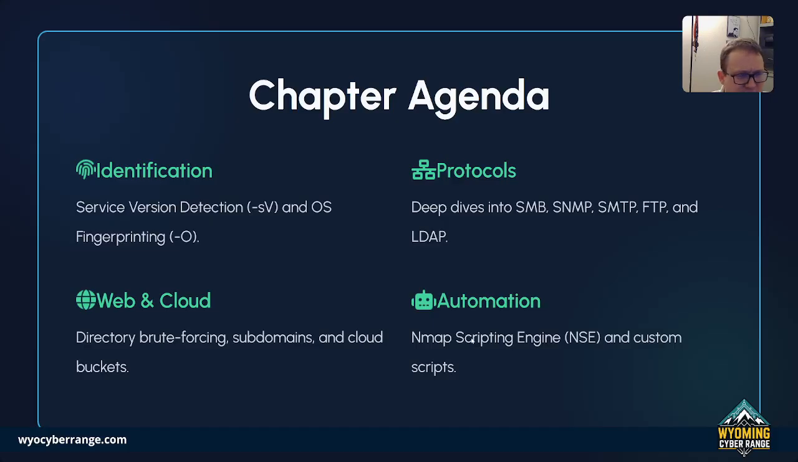Now, we have four main objectives when it comes to this chapter. We're going to be talking about identification, the fingerprinting of the OS and the specific service versions themselves. Talk about the protocols. We'll dive into each different type of language, SMB, SNMP, and LDAP. We'll talk a little bit about web and cloud and how to map out websites and cloud buckets. And then how do we automate by using the NSE to do some more of the heavy lifting.